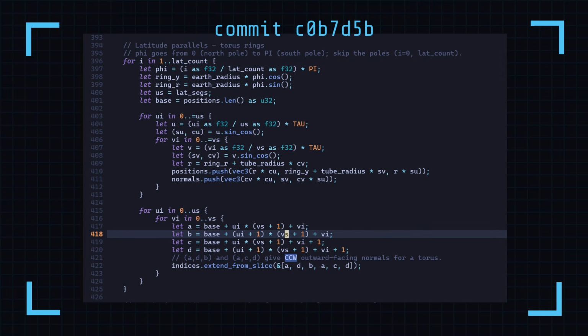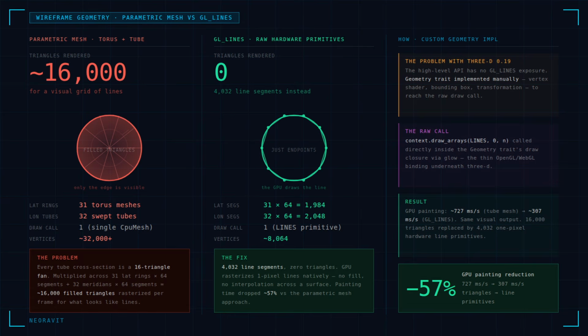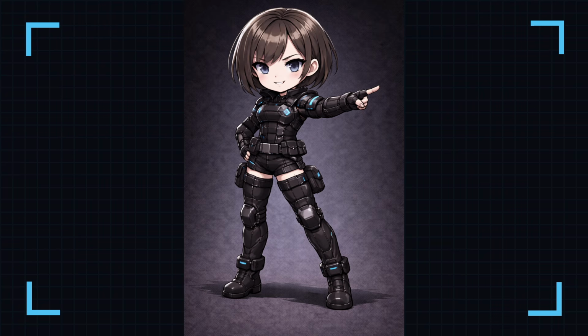Getting the triangle winding order right, the order vertices are listed per triangle, is what makes the surface normals point outward correctly. I verified each one by checking that the normals point radially away from the Earth's center. That solved the visual problem. But the parametric mesh was still rendering around 16,000 triangles for what is visually just a grid of lines. Three.js's wireframe uses GL lines, single pixel hardware line primitives, which are dramatically cheaper to rasterize than filled triangles. And I wanted the same thing in Rust.